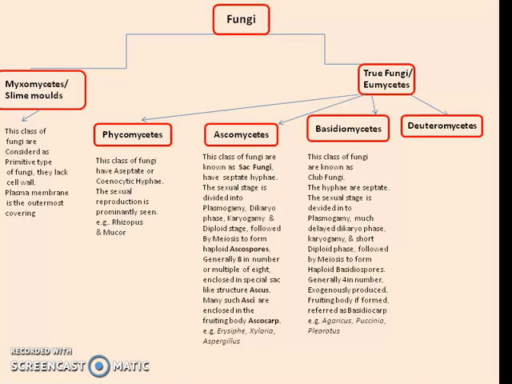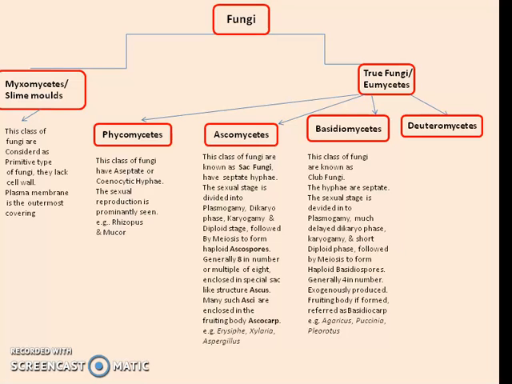Next class is Basidiomycetes. These fungi are known as club fungi, and the hyphae are septate. The sexual stage is divided into plasmogamy, much delayed dikaryophase, that is cells with two nuclei, karyogamy, fusion of two nuclei, and a short diploid phase immediately followed by meiosis, which forms haploid basidiospores. Generally, basidiospores are 4 in number, and they are exogenously produced on a special structure called basidium. Basidiospores are of two types, two positive and two negative.